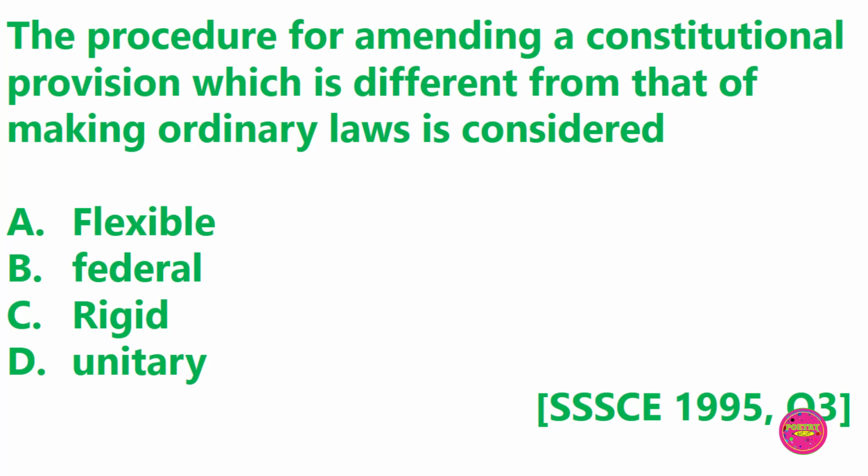The procedure for amending a constitutional provision, which is different from that of making ordinary laws, is considered A. Flexible, B. Federal, C. Rigid, D. Unitary. The correct answer to this question is C. Rigid.